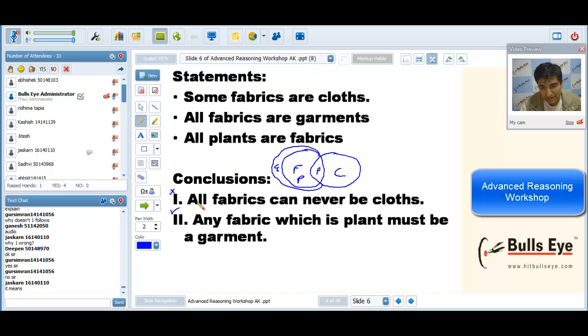Gursimran, the first conclusion tells me that all fabrics can never be clothes. It actually means no fabric are clothes. But the first statement says some fabrics are clothes. Yeah, Ganesh, some is included in all, but all fabrics can never be clothes means no fabric are clothes.